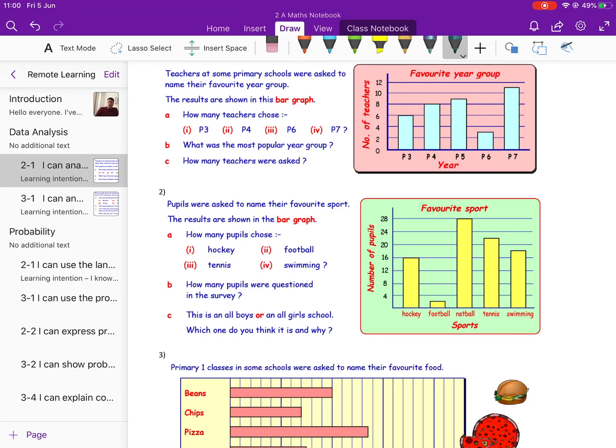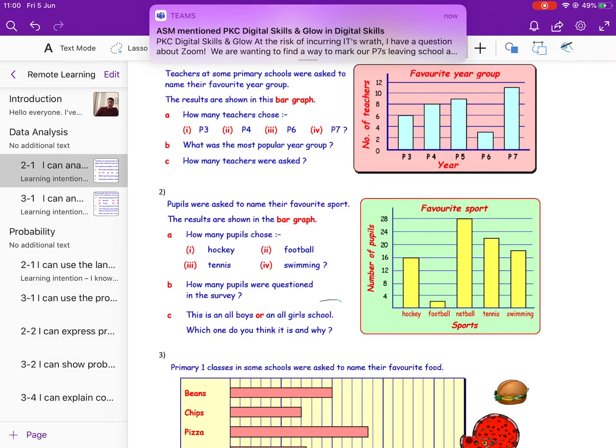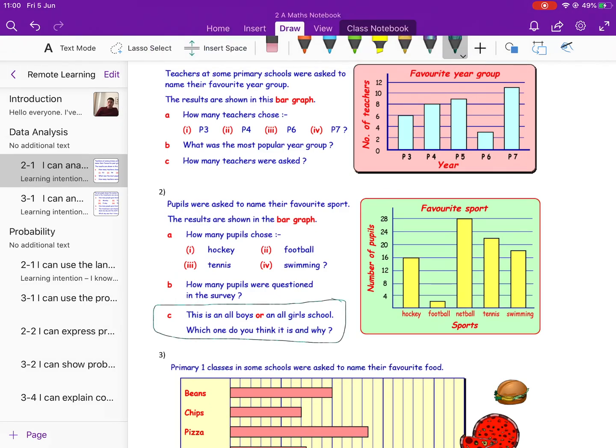So this is what I meant by the coming to conclusions. It is asking you, so once you've done all your other questions, is this an all boys or an all girls school? So you have to look at this question. It's about sports. So you have to look at the favourite and least favourite sport, which I'll tell you just now because I'm being nice. The favourite is netball because it's the highest, and the least favourite is football. And you're supposed to say, does this mean it's a boys or a girls school?